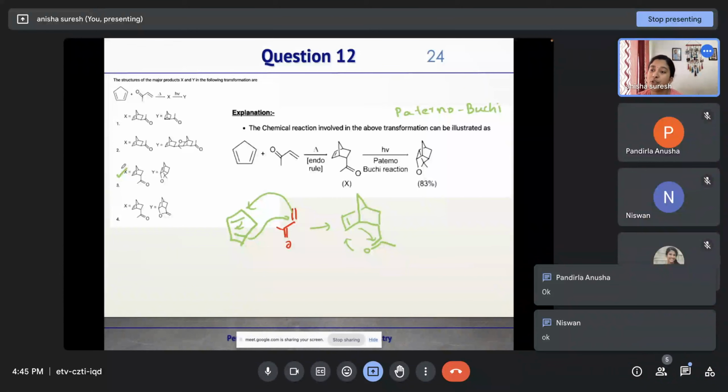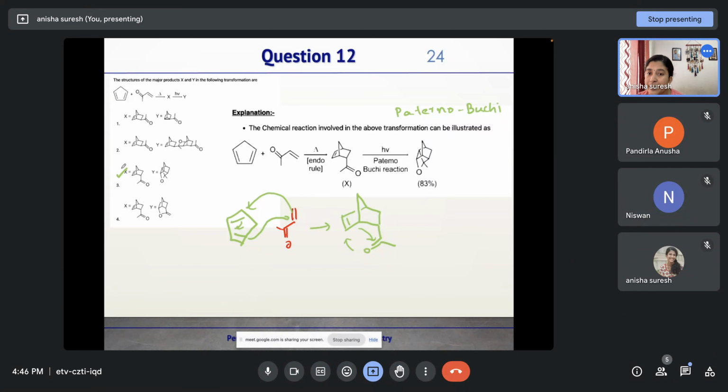So we have discussed all the questions based on the Diels-Alder reaction and 2 plus 2 cycloaddition reaction that was covered in this week 2 modules. So if you are having any doubts regarding any of the questions that we have discussed here or any of the part from the module, you can ask now.